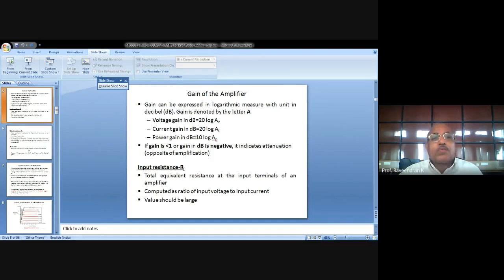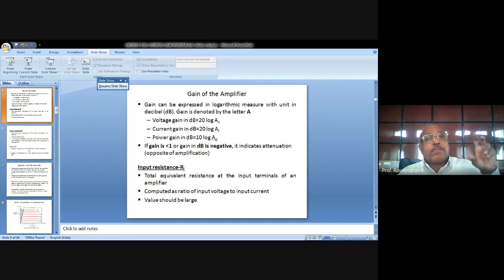So what about the output resistance? The output resistance of the amplifier must always be very low, because the output resistance is the resistance offered by the output side of the amplifier. Output side of the amplifier means where the output signal will be available, isn't it? So the output resistance is the equivalent resistance offered by the amplifier at the output side, and that resistance must be small.